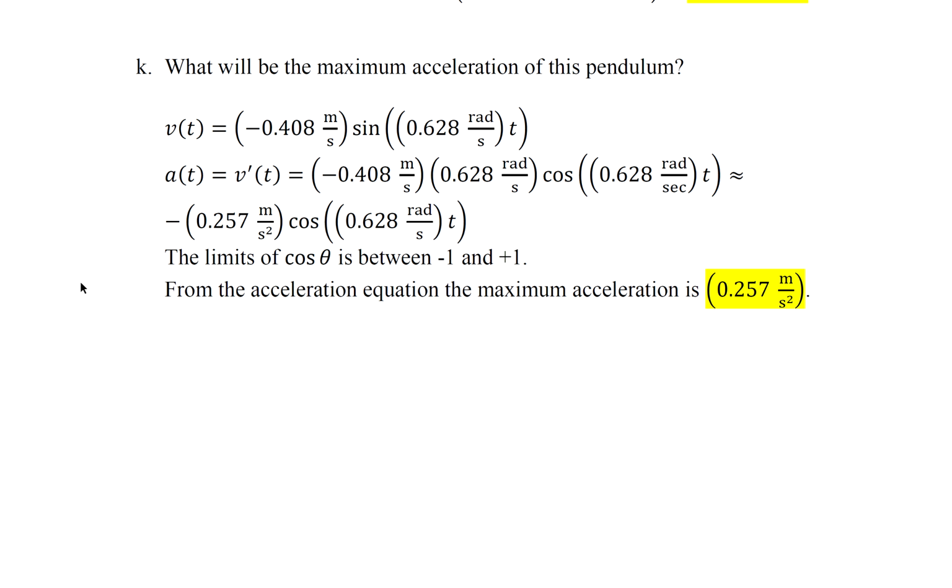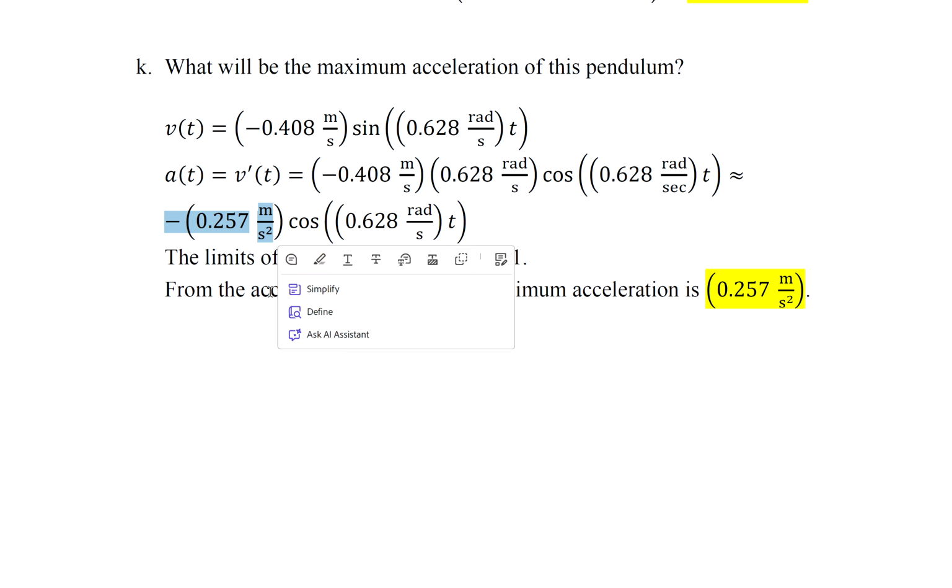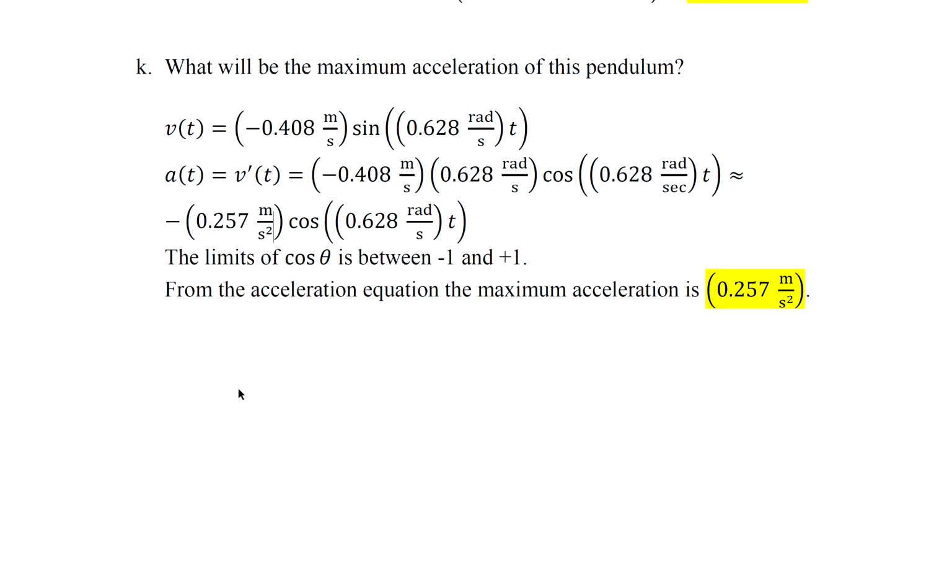Part K, what will be the maximum acceleration of this pendulum? Take the derivative of v, or the second derivative of x, and we get this equation. We know the limits of cosine are between +1 and -1. So let's just say this cosine is -1. Negative times a negative is a positive, so we're only looking at this. So the maximum acceleration is 0.257 meters over second squared.